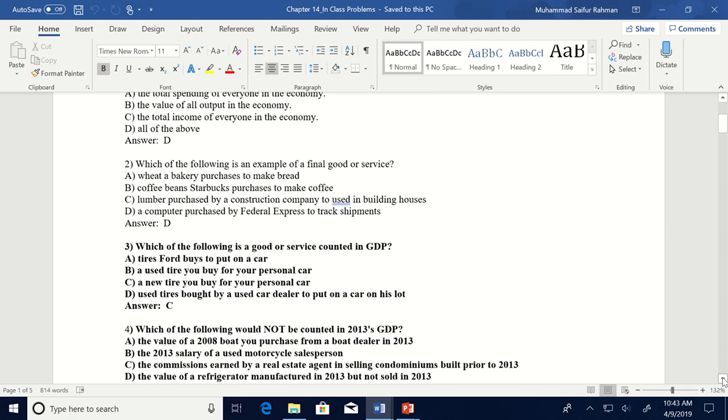Question number 4. What is that? Okay, so the value of a 2008 boat that you purchased from a boat dealer in 2013. It is true that you have purchased the good in 2013, but the good that you have purchased is an old good, and hence it should not be part of the GDP calculation.